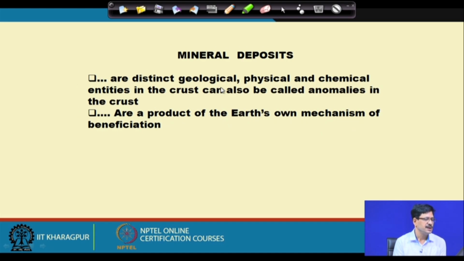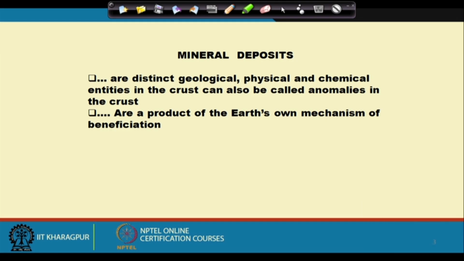Ore deposits are distinct geological, physical and chemical entities in the crust and can also be called anomalies in the crust. I will just try to explain what I mean by that. An ore deposit essentially has what is called an ore body, which is an entity having a definite shape and size, I mean length, breadth and thickness, associated with the crustal rock.